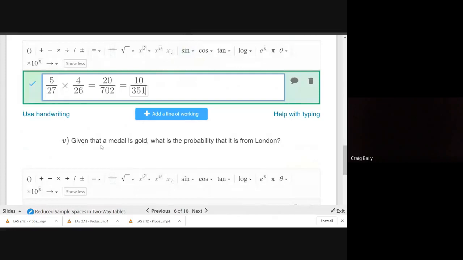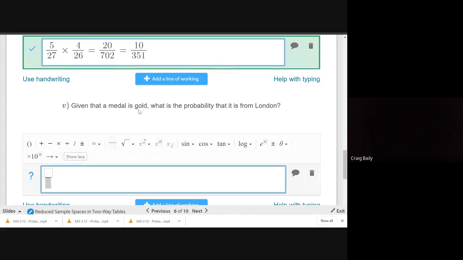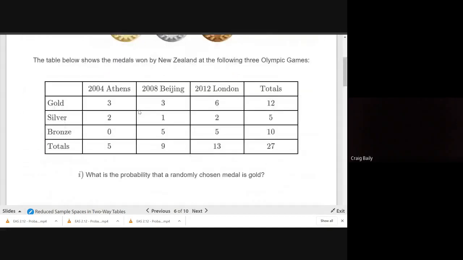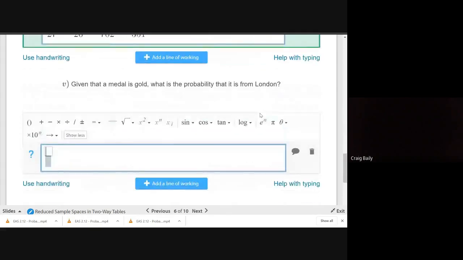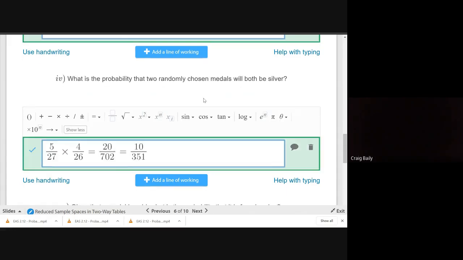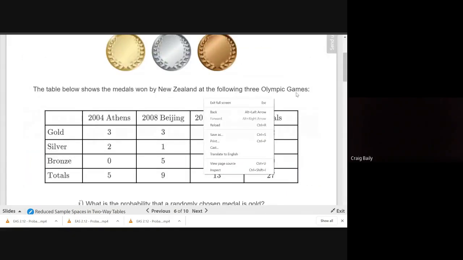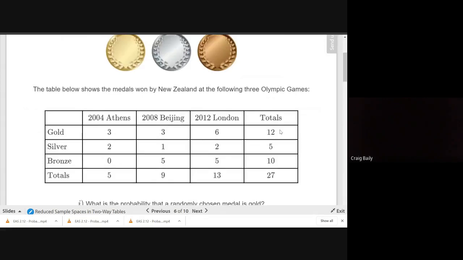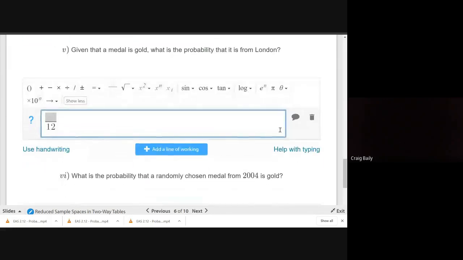Next, given that a medal is gold, here we go. Here's an example of a restricted sample space. Given that the medal is gold, it means we're restricting ourselves to only the gold medals. So given that it's gold, only 12 medals were gold, so that 12 has to be the denominator of the fraction. Given that it is gold, what's the probability that it is from London? Well, there we see 6 of those 12 were from London, and 6.